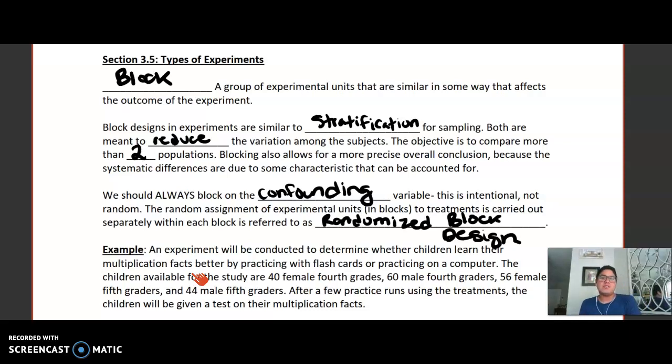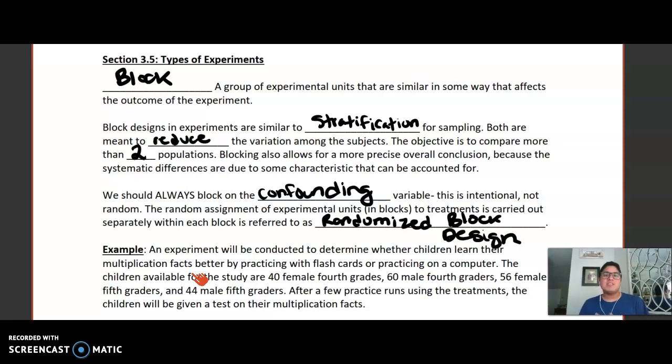Blocking also allows for a more precise overall conclusion because the systematic differences are due to some characteristic that can actually be accounted for. So I can actually say what this medication's effects are for male versus female patients. I can say how effective this diet is for people over 40, people between 25 and 40, and people under 25, etc. So I can make more precise conclusions. And we should always block on the confounding variable. This is an intentional move, and it's not at random.